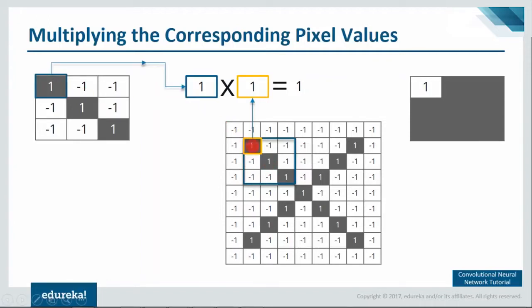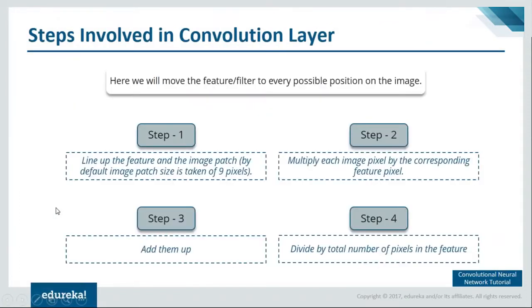So 1 will be multiplied with 1, we'll get 1, and we'll put it in another matrix. Similarly, we are going to move forward and multiply -1 with -1, as you can see. Similarly, we multiply this as well, -1 into -1, then again -1 into -1. So we are going to complete this whole process until we finish up this matrix. All right, and once we are done finishing up the multiplication of all the corresponding pixels in the feature as well as in the image, we need to follow two more steps.